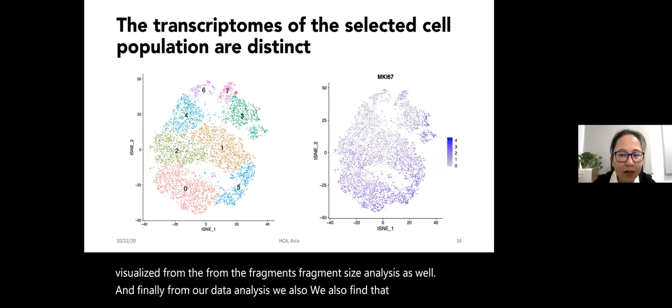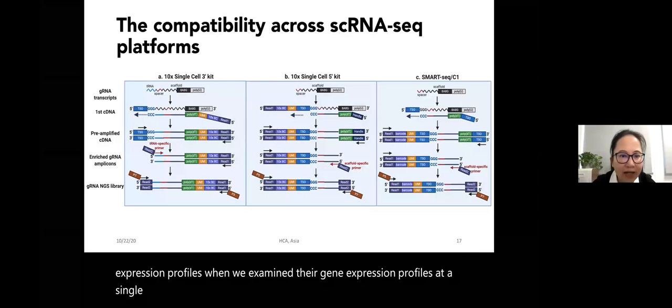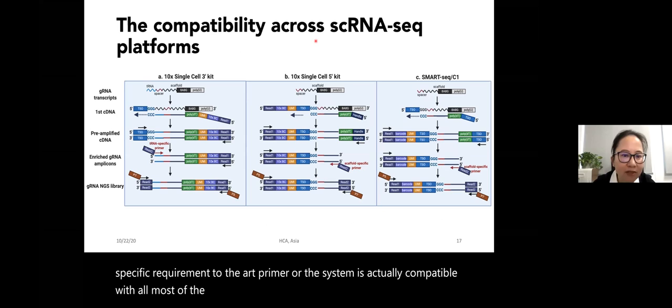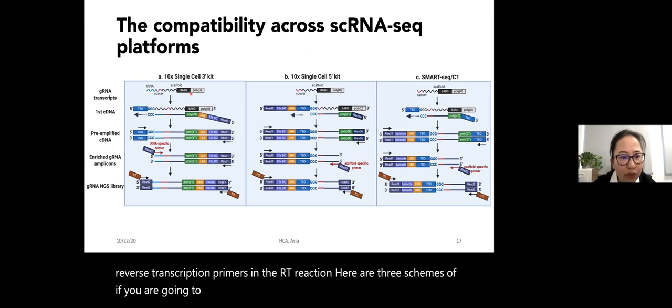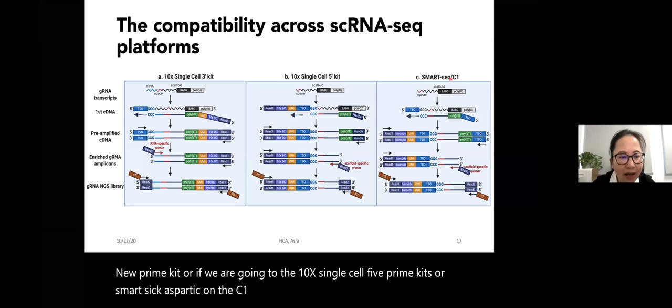Because Direct-seq could enable the gRNA capture without any specific requirement for the RT primer or the system, it's actually compatible with most of the single cell sequencing platforms, which use oligo-dT as reverse transcription primers in the RT reaction. Here are three schemes showing how you could use this Direct-seq if you are going to use the 10x single cell 3' kit, or the 10x single cell 5' kit, or Smart-seq on the C1 platform, to combine it into your experiment.